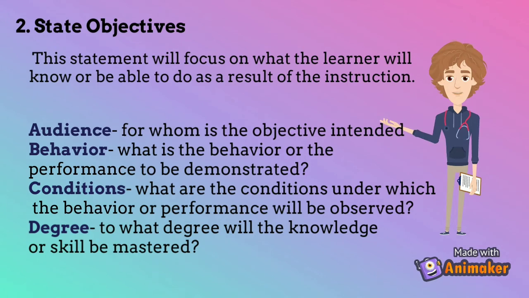Number 2. State Objectives. This statement will focus on what the learner will know or be able to do as a result of the instruction. Audience, for whom is the objective intended? Behavior. What is the behavior or the performance to be demonstrated? Conditions. What are the conditions under which the behavior or performance will be observed? Lastly, degree. To what degree will the knowledge or skill be mastered?